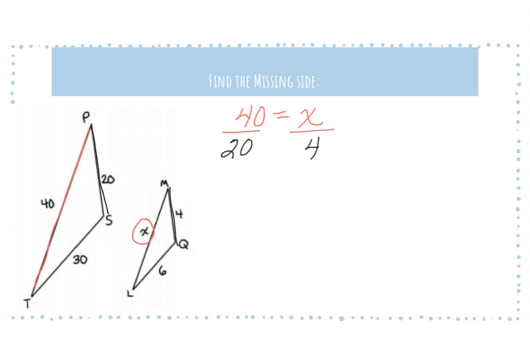You could definitely solve with cross products. You could say 40 times 4 is equal to 20 times x, or you might even be able to look at the problem and say, oh, I know right away what x has to be. If 20 would be 4 times 5, then it has to be something times 5, which means x would have to be a total of 8.